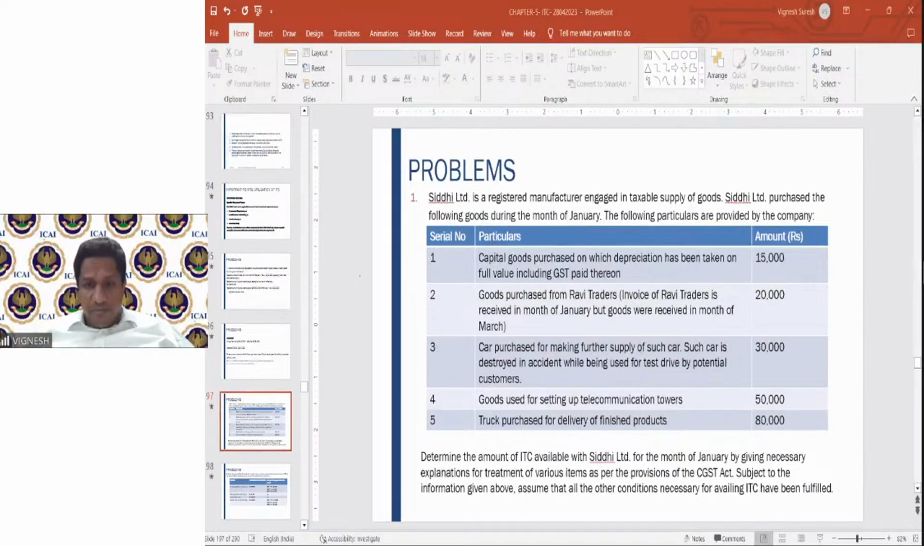Second one, goods purchased from Ravi Traders. Invoice is received in the month of Jan, but goods were received in the month of March. What is to be done here?